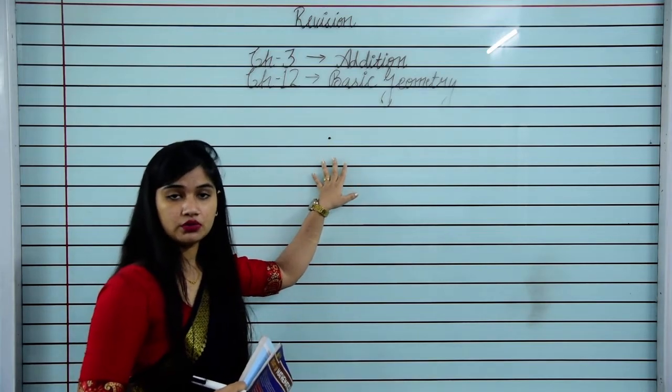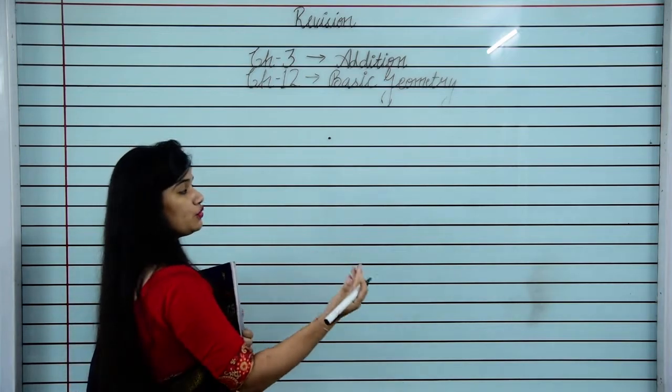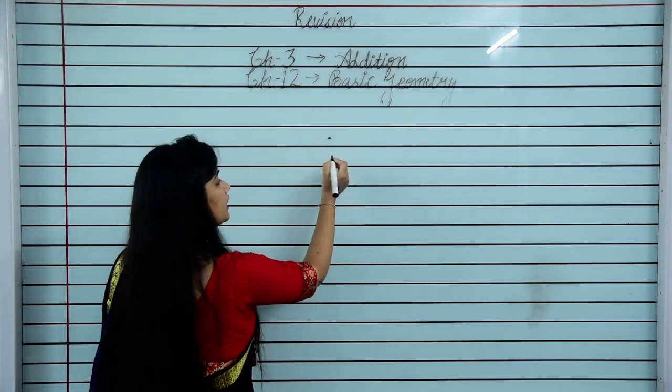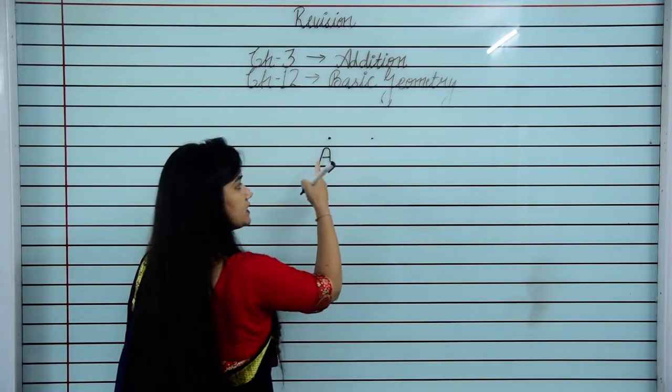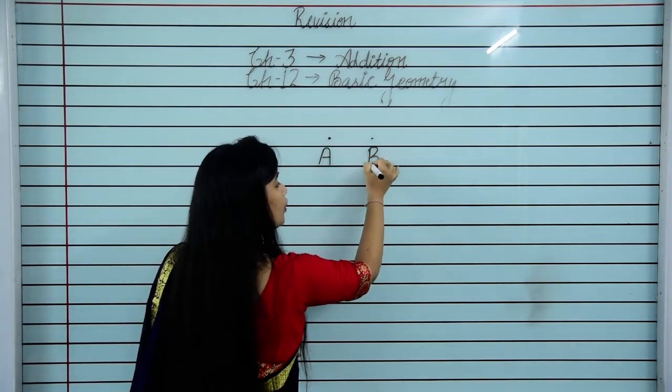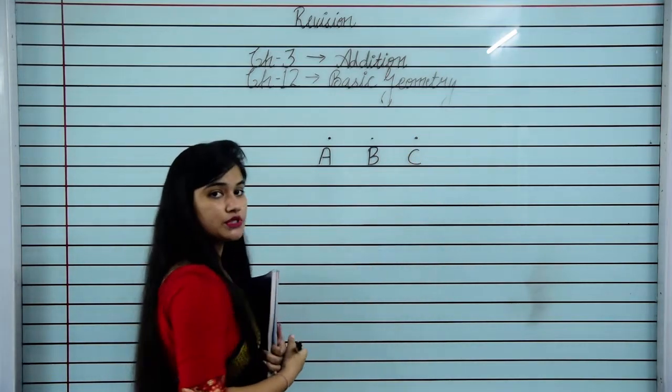Point का कोई shape नहीं होता, कोई size नहीं होता. It is a simple dot. And how we can show a point? To show a point, we have to show it like in capital letters. It means we can say this is point A, point B, or point C. So these are the examples of point.